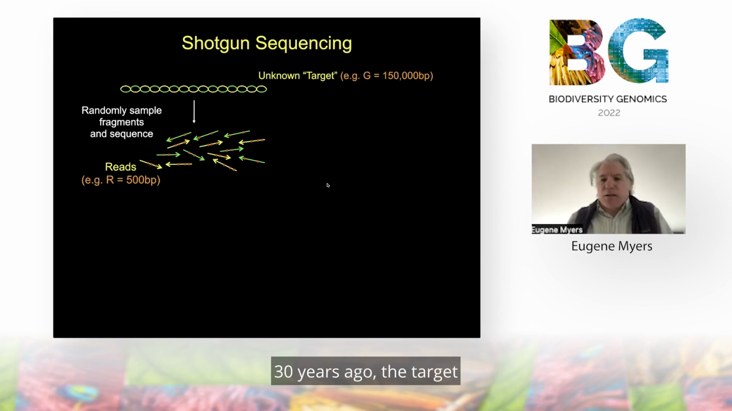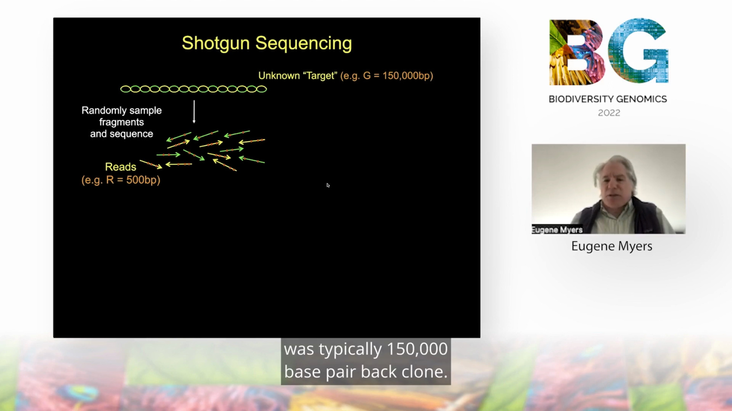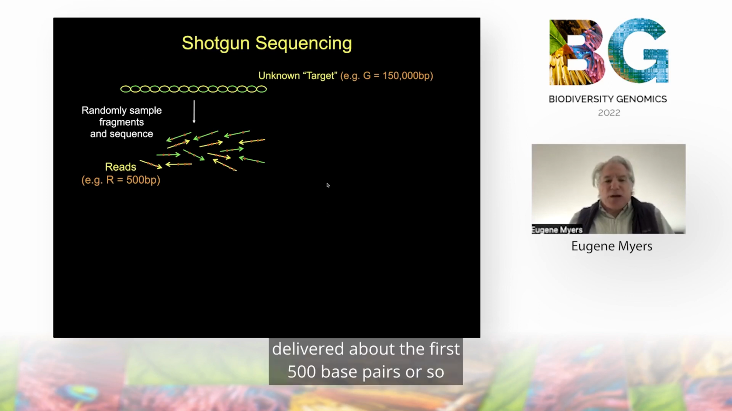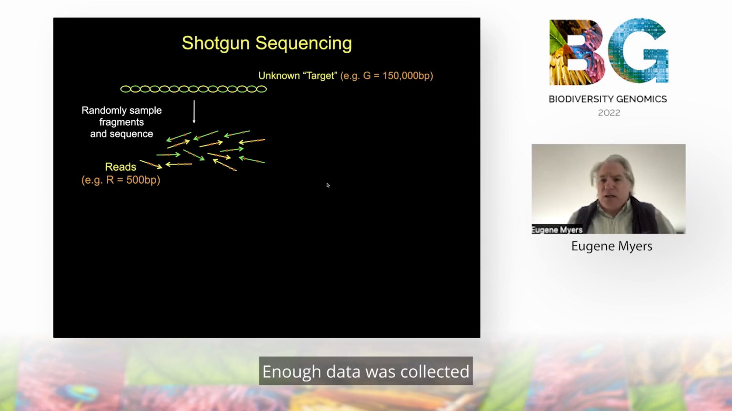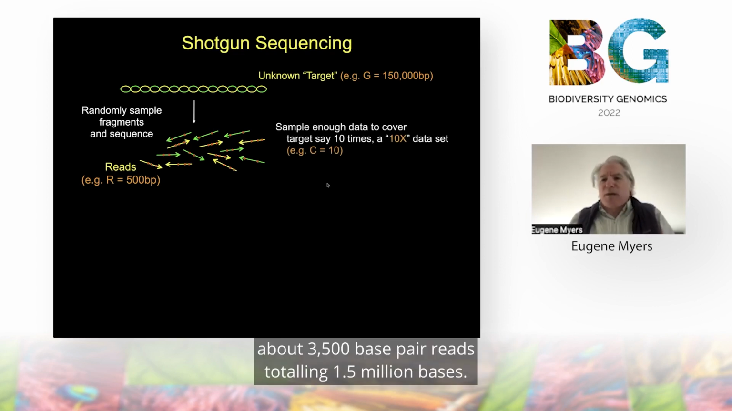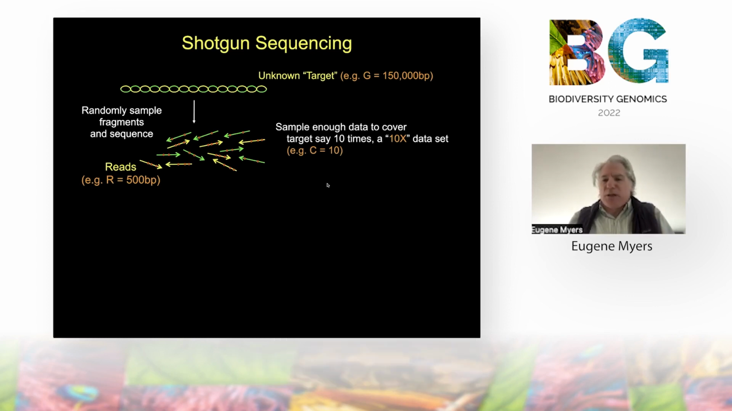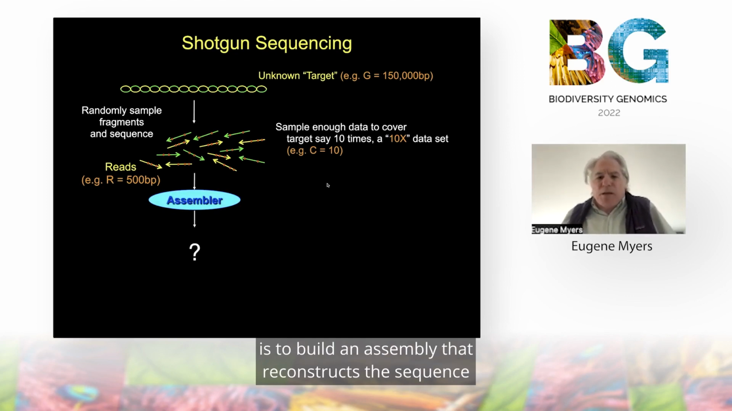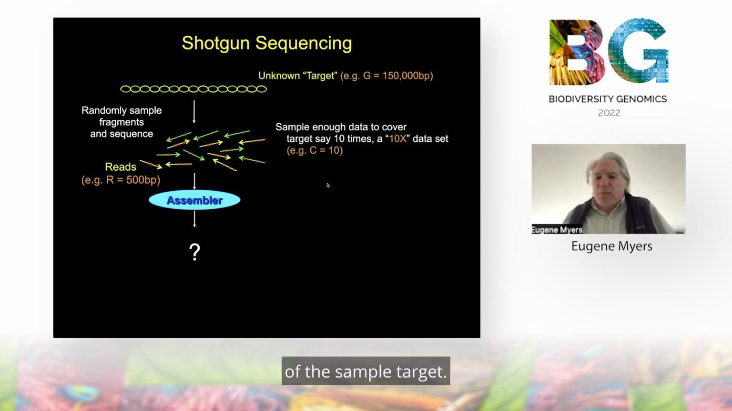30 years ago, the target was typically a 150,000 base pair BAC clone, and the read technology delivered about the first 500 base pairs or so of a sheared fragment. Enough data was collected to typically cover the target 10 times or so. That is, in our running example, about 3,500 reads totaling 1.5 million bases. The computational problem then is to build an assembler that reconstructs the sequence of the sampled target.